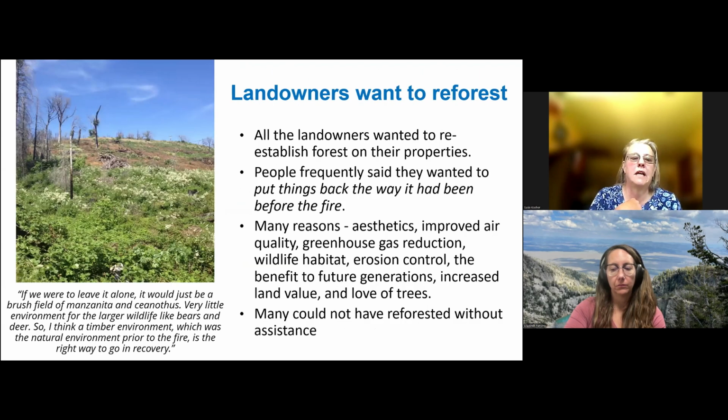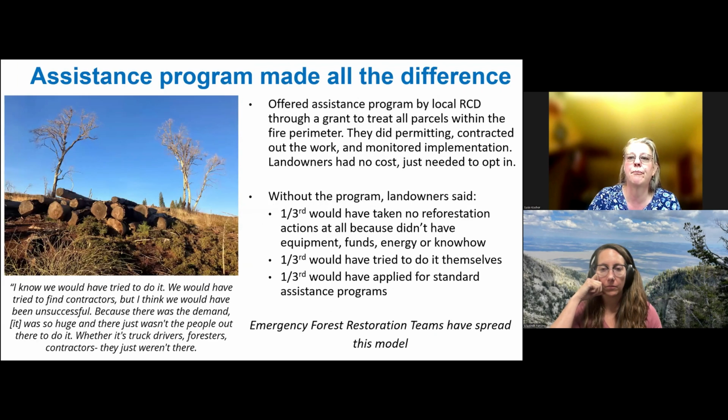That said, most of the landowners that we talk to, all of the landowners we've ever talked to, want to reforest. They want to put trees back. They list a lot of reasons that I've listed there, but a lot of them really need the assistance to do that and really could not have done it without assistance. People may have had equipment and thought they could do some themselves, but after that burned up, they really needed help.